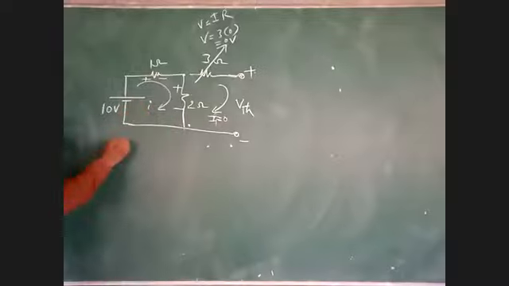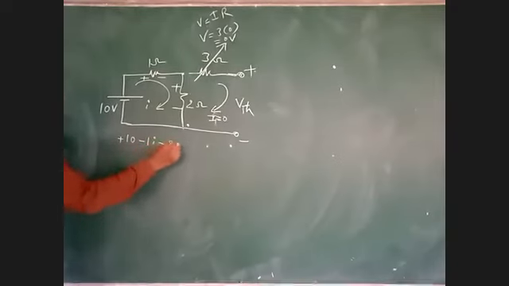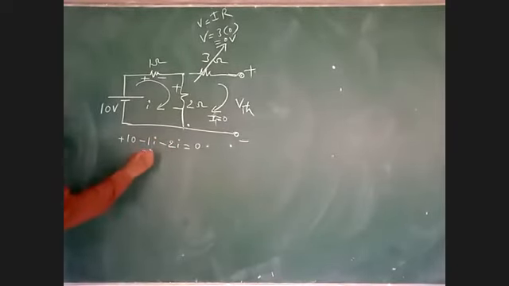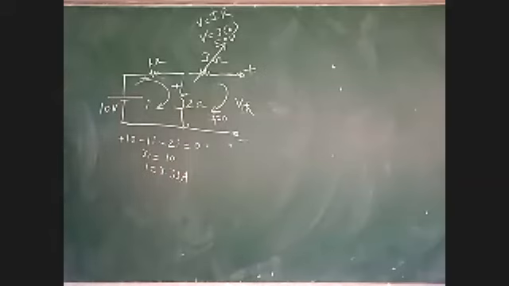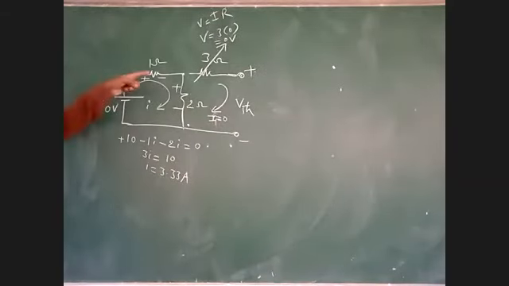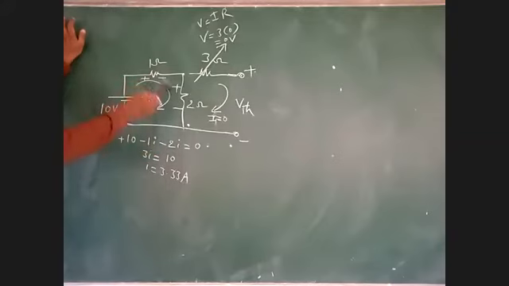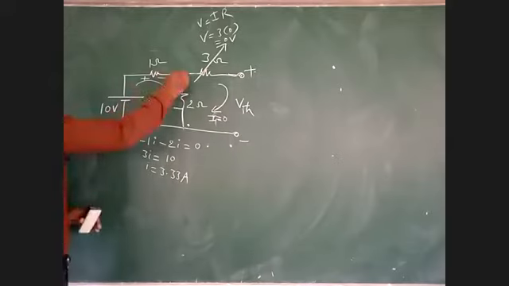You can write the loop equation: plus 10 minus 1 into I minus 2 into I is equal to 0. 3I is equal to 10, so I is equal to 3.33. Now, what is the current in 1 ohm? 3.33. What is the current in 2 ohms? 3.33. Because they are in series, the same current will flow in 1 ohm and 2 ohms. Now I have determined the current in 2 ohms.